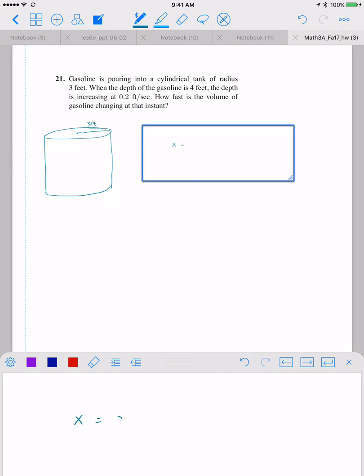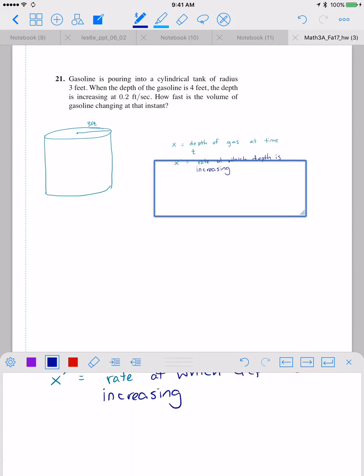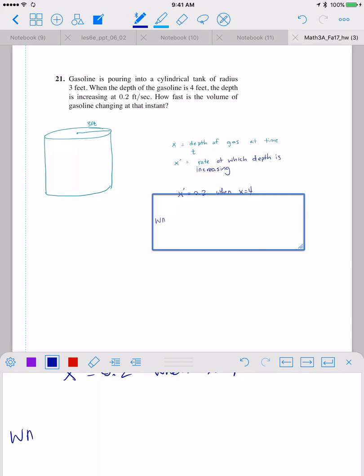So let's just let x equal depth of gas at time t, so that x prime is the rate at which the depth is increasing. And we've been told that when x equals 4, x prime is equal to 0.2. And this is what we want to know: how fast is the volume of the gasoline changing at this instant? So V prime equals what when x equals 4 and x prime equals 0.2?